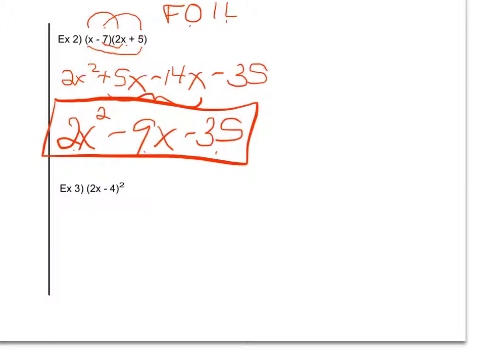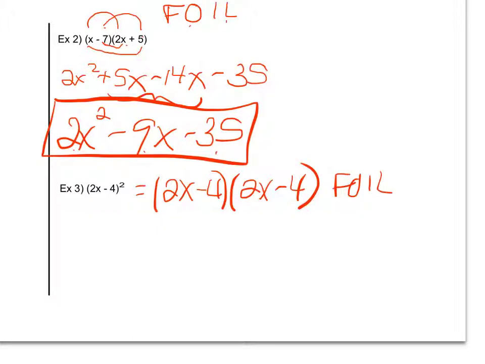Well, 2x minus 4 is being raised to the second exponent, so I'm going to multiply 2x minus 4 by 2x minus 4 twice. Now from here, notice I have a binomial times a binomial, so I can once again use FOIL. I'm going to switch colors here quick. First times first then would give me 4x squared.